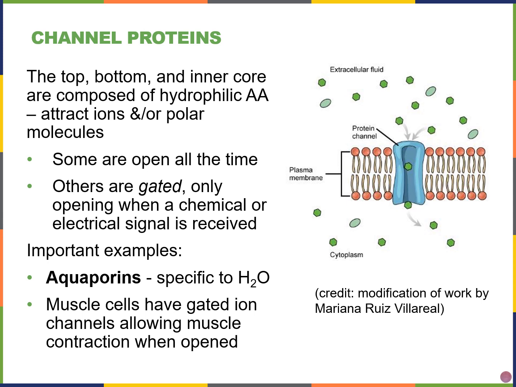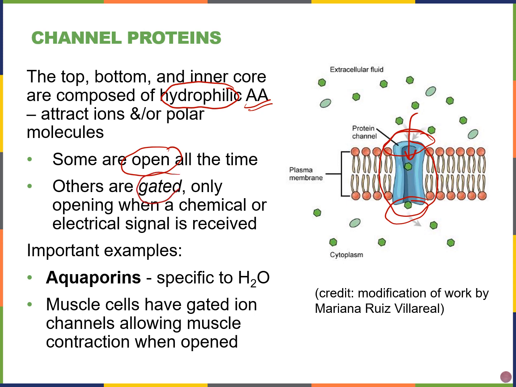So for the channel proteins that move molecules across the membrane more quickly, if I look at their composition, I know that the outer, inner, and pore side, the pore portion or inner core, will be made of water-loving or hydrophilic amino acids because they're going to be facing water. Some of these channel proteins will be open all of the time. So anything that can fit through the hole, the pore size, will be able to cross the membrane, moving the molecule from high to low concentration.